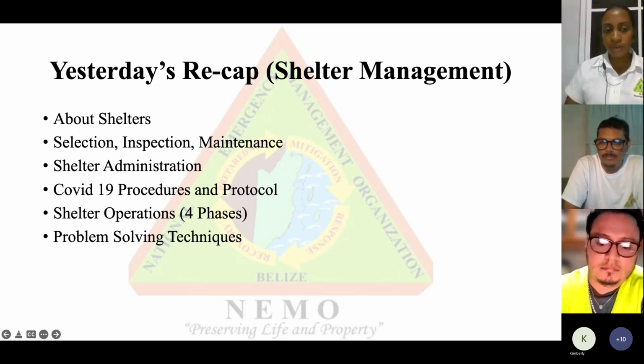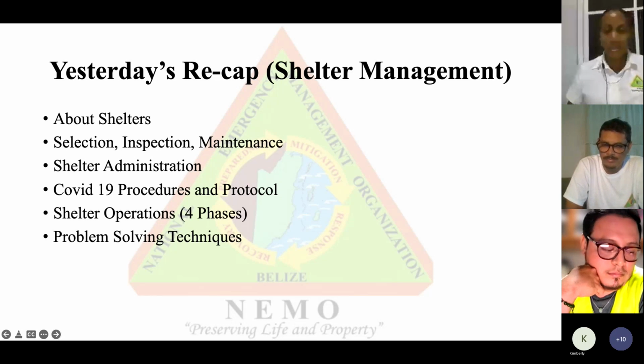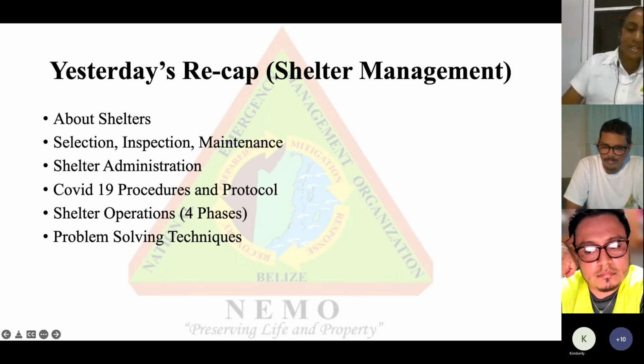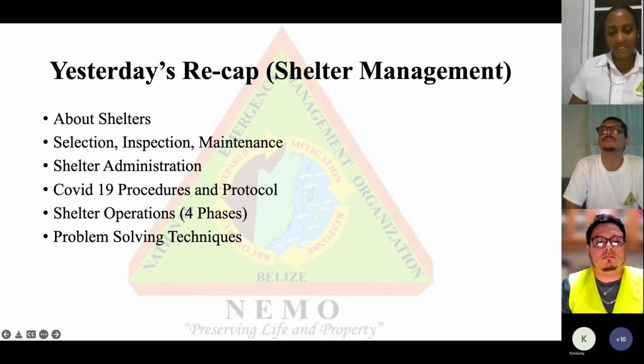Next, we went through the 4 phases of shelter operations. Let me just list them, and then I'll briefly go through them. I don't want to repeat everything from yesterday, but I do want to touch on some things, because we had that issue yesterday. The first is the pre-activation stage. We have the activation, secondly, then deactivation, and lastly, post-activation.